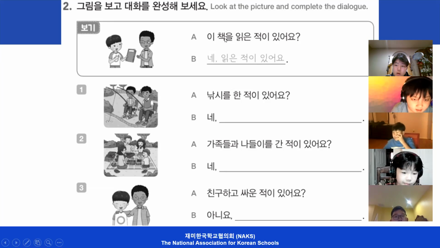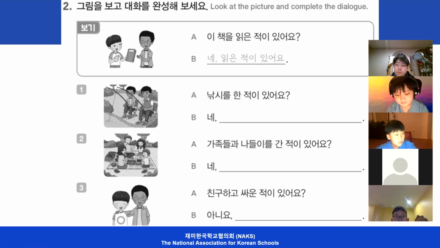읽은 적이 있어요. What do you think that means? Did you read this book before? Yeah, have you read this book before? Okay, that's good.